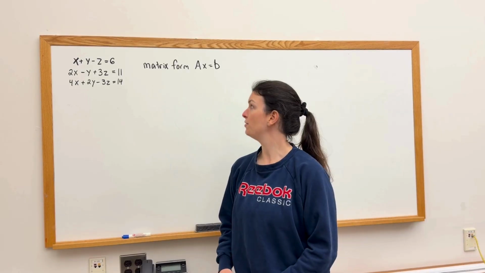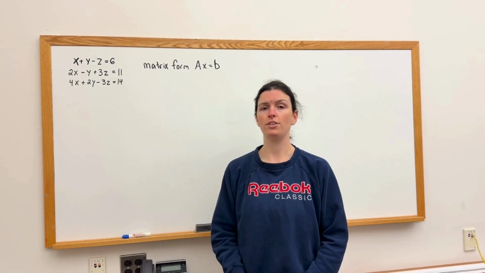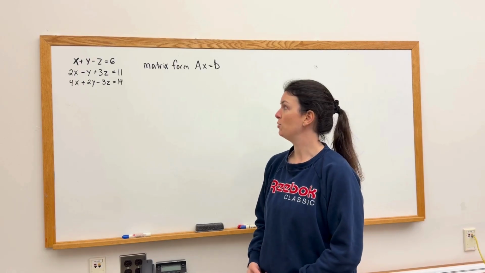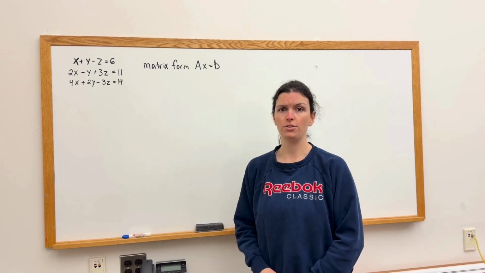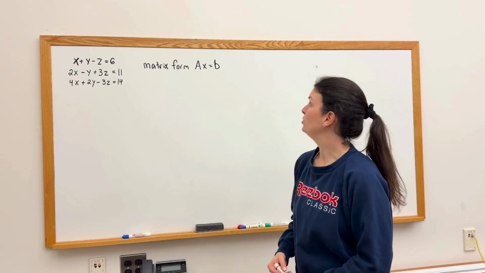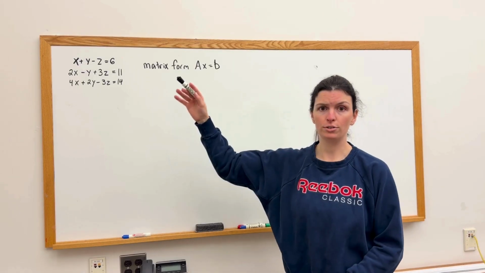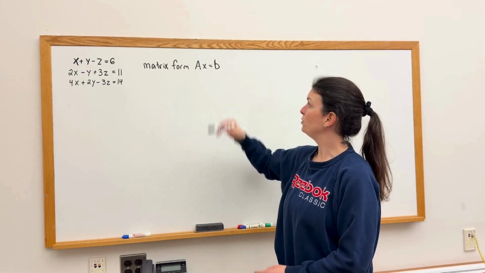Alright, so we have three equations here with three unknowns, x, y, and z, and we are going to solve for the unknowns using a matrix. So just as a reminder, matrix form, AX equals B.